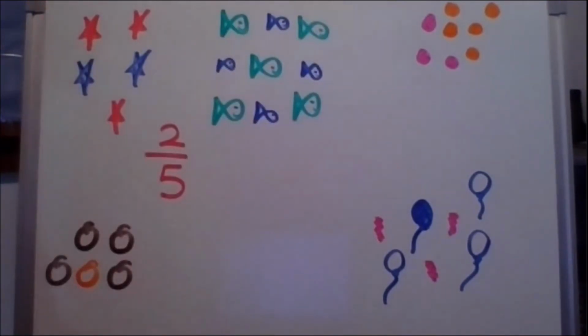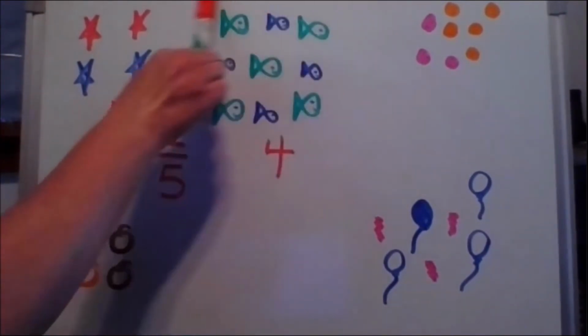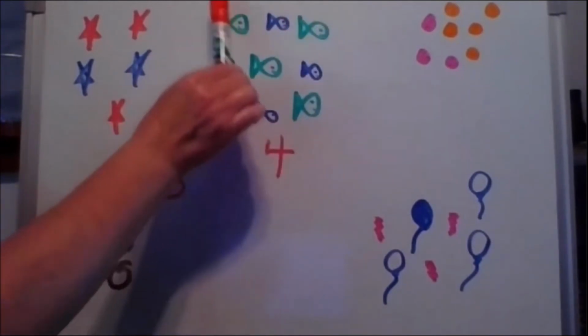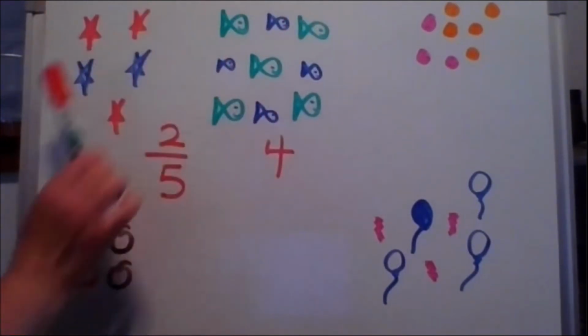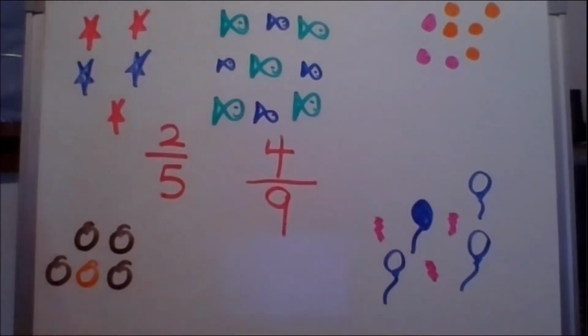How many fish are blue now? How many of my fish are blue? Oh, 4 out of the total number of fish. Yep, it's an array. We got 3 rows with 3 in each row. And yep, 9. 3 times 3 equals 9.